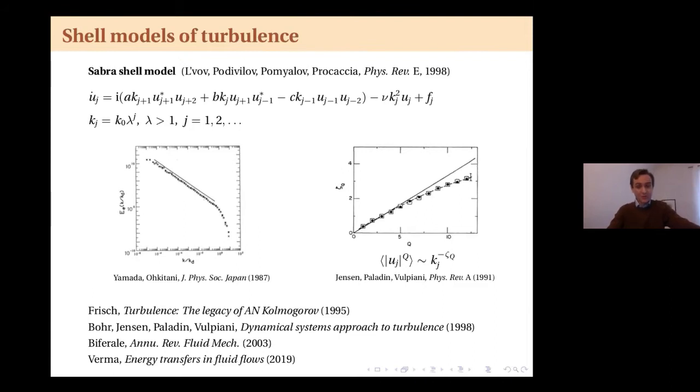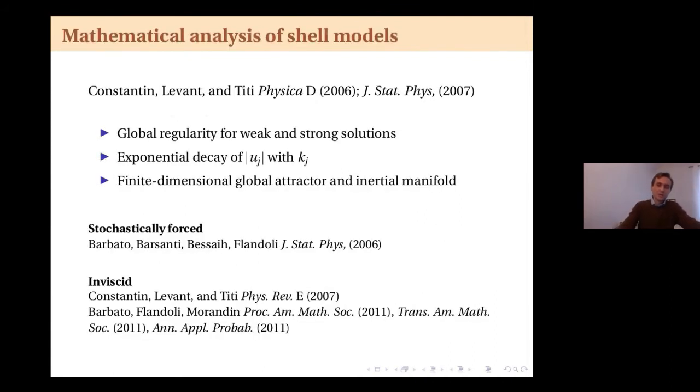More recently, but already 10 or 15 years ago, shell models have attracted the attention of mathematicians also. This is because the analysis of shell models is simpler than that of the Navier-Stokes equations. Also, several regularity properties can be proved for the shell models, whereas they still remain open questions, and I would even say major open questions, for the 3D Navier-Stokes equations. In particular, in these two papers, Konstantin, Levant, and Titi have given a full study of the regularity properties of the Sabra shell model.